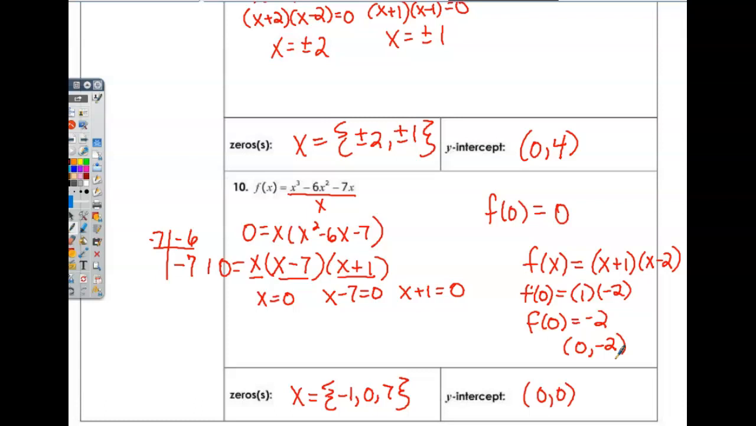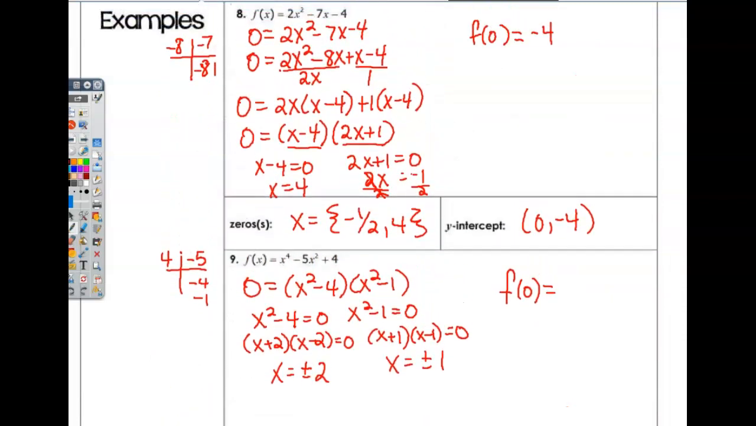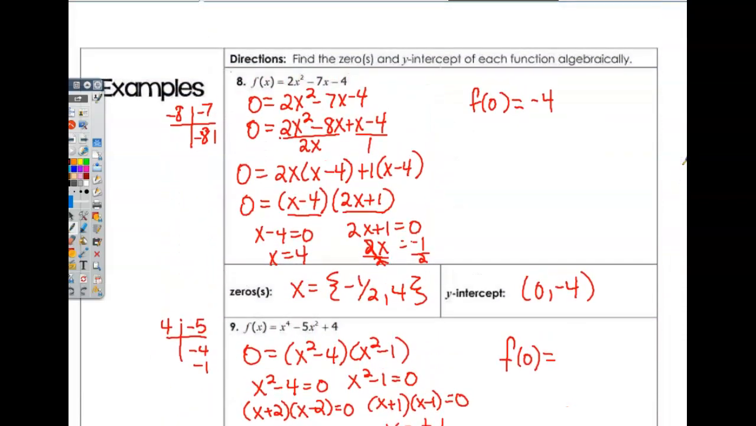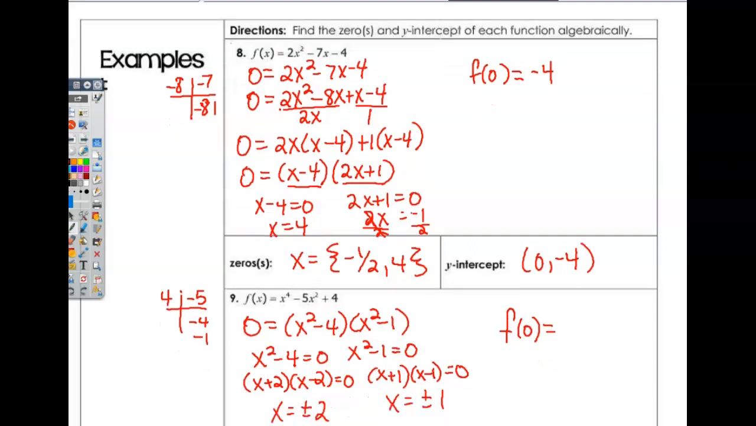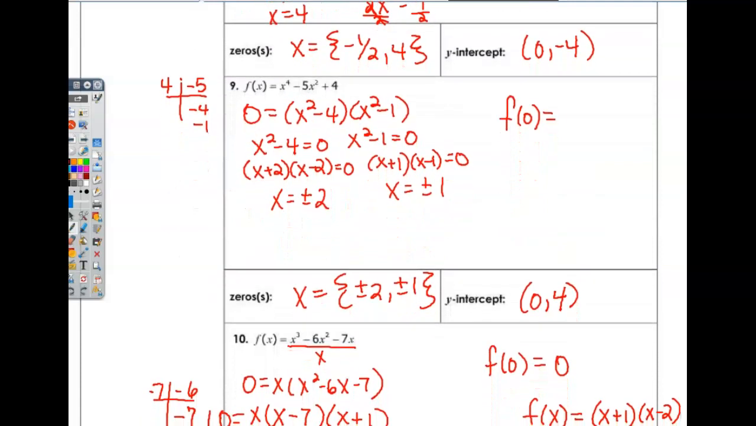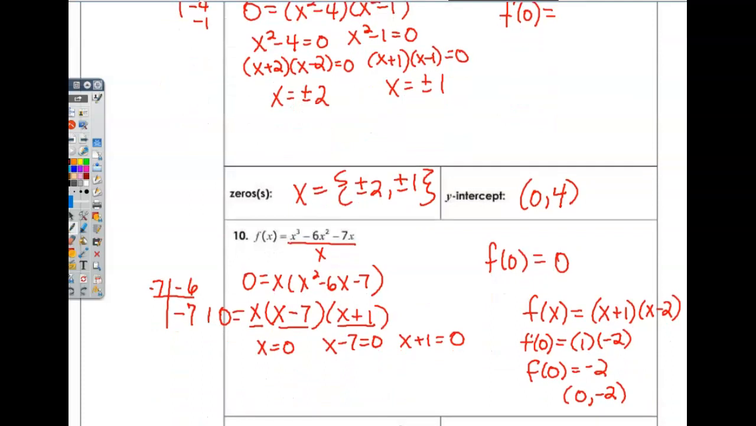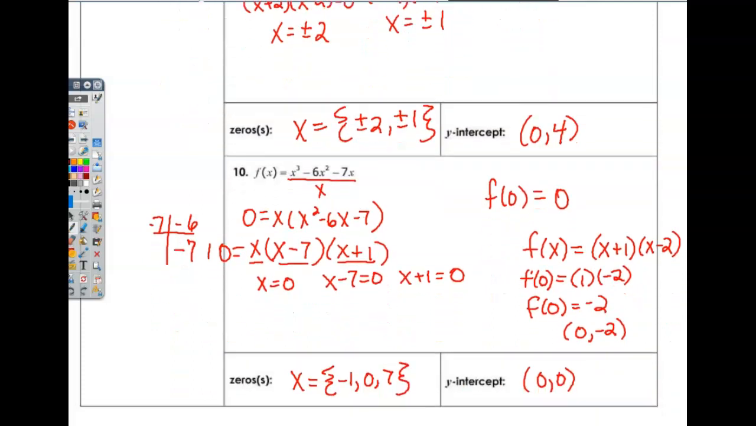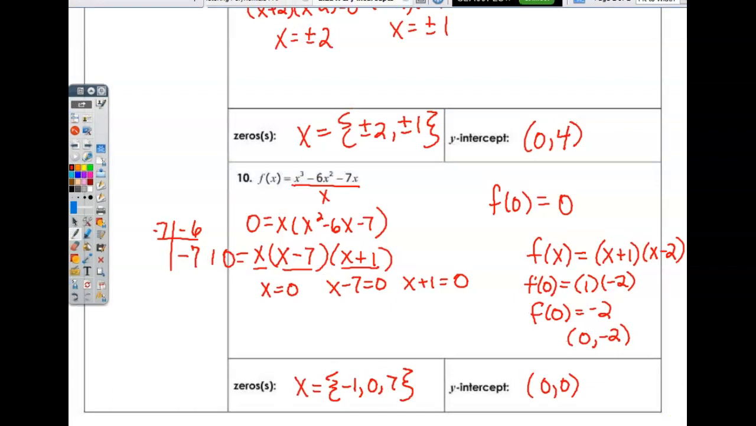Okay, just one more thing I want to point out before I am done is this. If I go back to the top, what is the highest exponent? What's the highest exponent here? 2. How many answers did I get? 2. What's the highest exponent here? How many answers did I get? What's the highest exponent? How many answers? 3. Okay, not all the time is that perfect, because sometimes we get repeating answers.